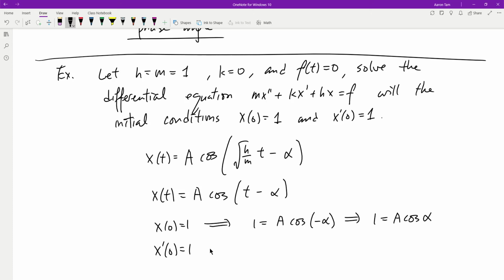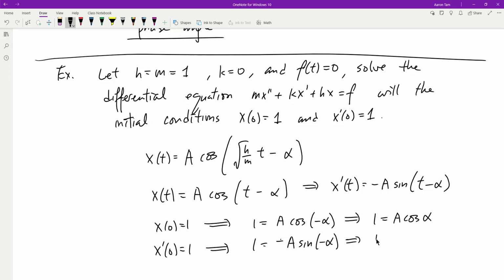x prime of 0 equals 1. So what is x prime? x prime is actually equal to negative a sine t minus alpha. So if I plug in, 1 equals negative a sine of 0 minus alpha, which is negative alpha. Now sine is a little different. Sine of a negative angle is equal to negative sine of the same angle. So this comes out to be 1 equals negative a sine alpha, so it becomes 1 equals a sine alpha. Now I just have to solve this system with these two equations.